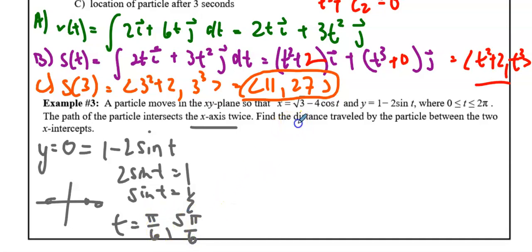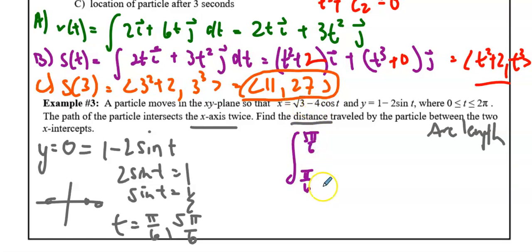Those are going to be when it says find the distance traveled, which again is going to be the arc length, right? We're looking for the arc length of our function here. That's really what this question is asking us, is finding the arc length. So we're going to go ahead and integrate from pi over 6 to 5 pi over 6.